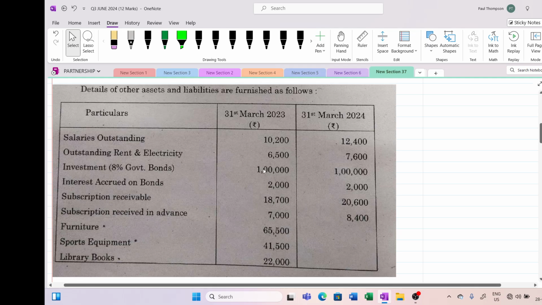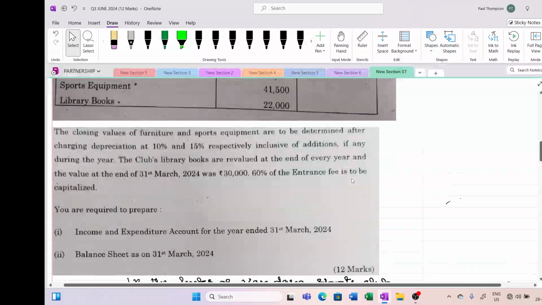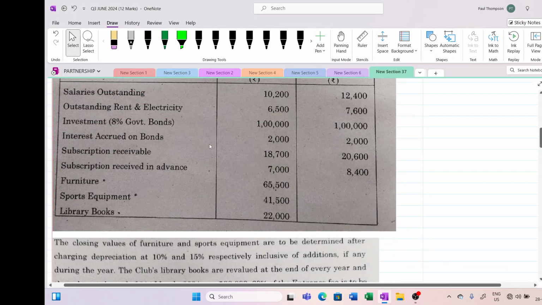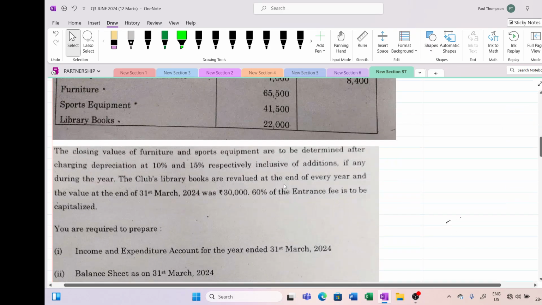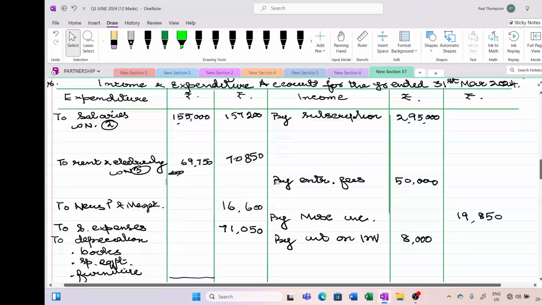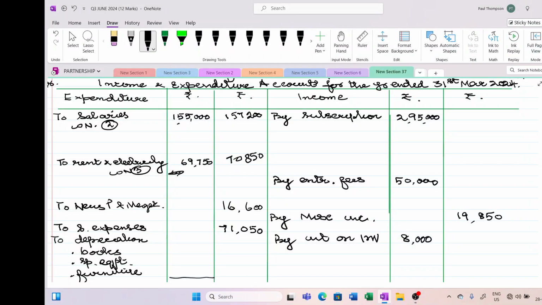Now coming to investment. Investment is an asset and it is 8% government bonds. In both the year it is same. So, and they are showing that interest accrued is 2,000. So last year receivable 2,000. This year also receivable 2,000. This is not going to make difference, but still you have to show here.